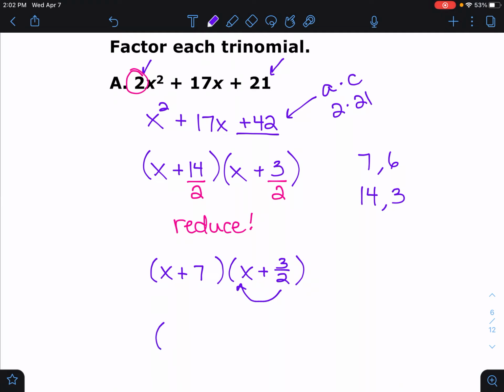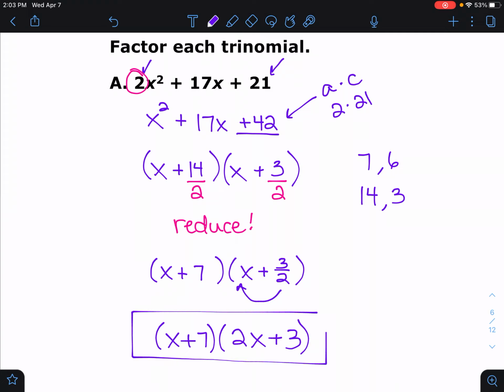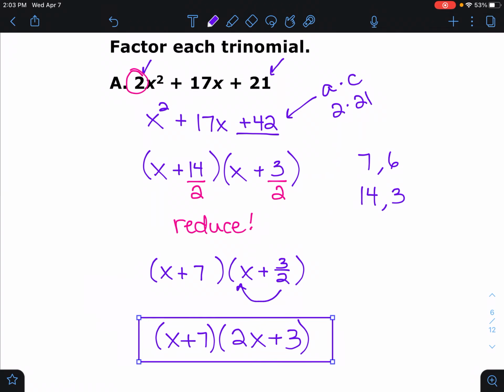So this first one's going to stay the same. It's x plus 7. And then this will become 2x plus 3. Okay? And this is my answer. If you were to multiply this out, you would get this back. And that's what we want. So this is the factored form of 2x squared plus 17x plus 21.